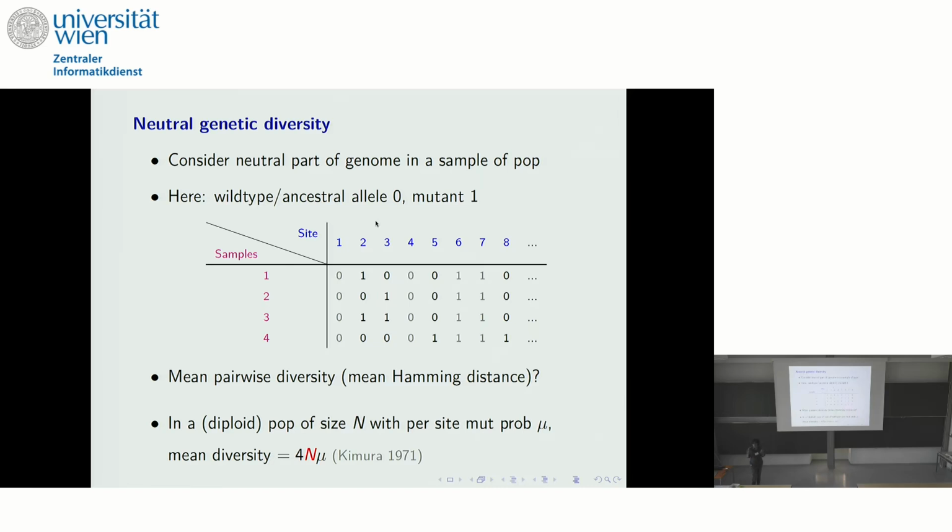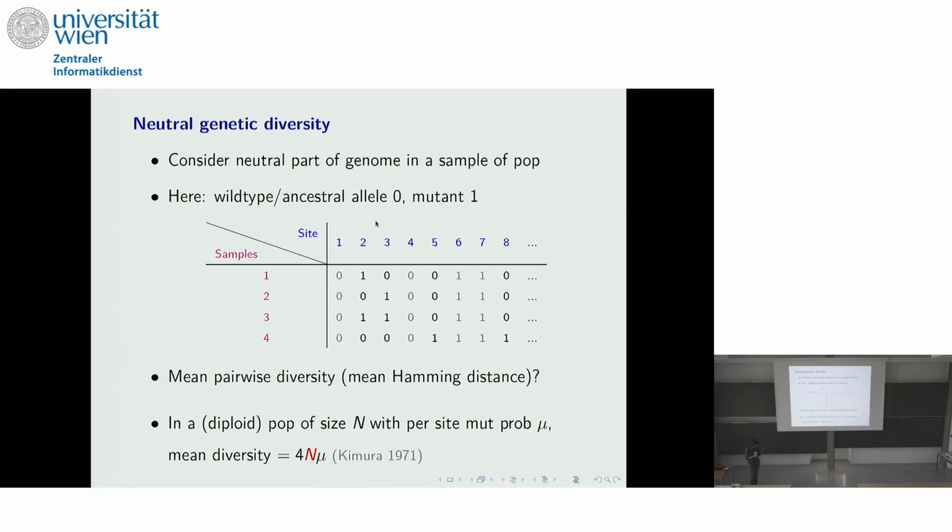And what do we expect? If you assume that the mutation rates are small and the number of loci is very large, it's a good approximation to assume that wild type only becomes mutant, because you're not going to hit the same site again. So 0 only becomes 1. Therefore, when I talk about the number of differences, it's simply the number of ones in this sample. So you're just counting the mean number of ones, and that is simply the number of individuals times the mutation probability.